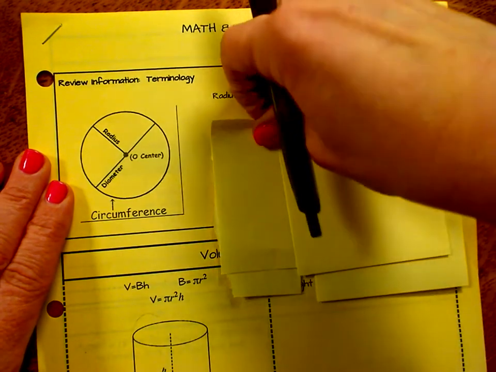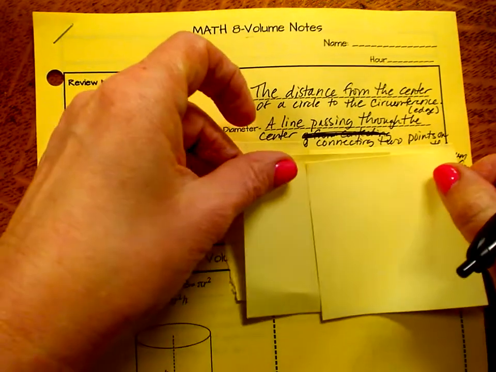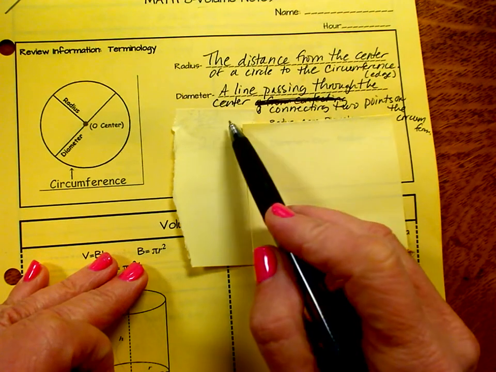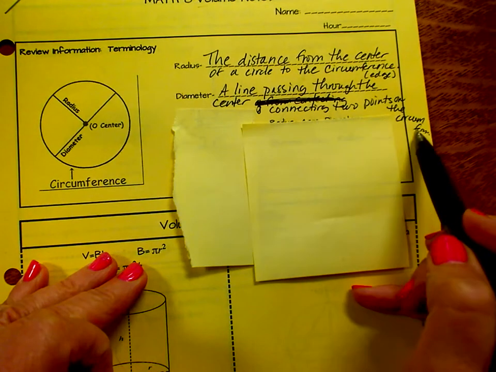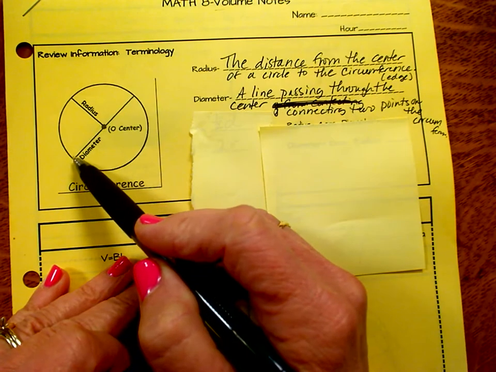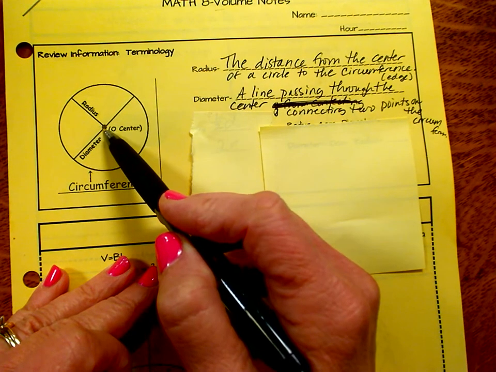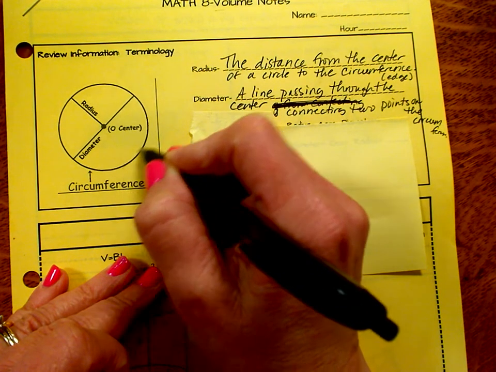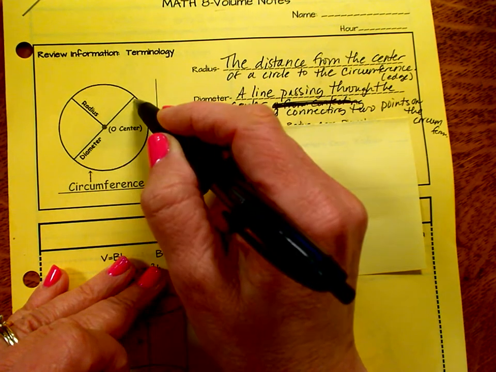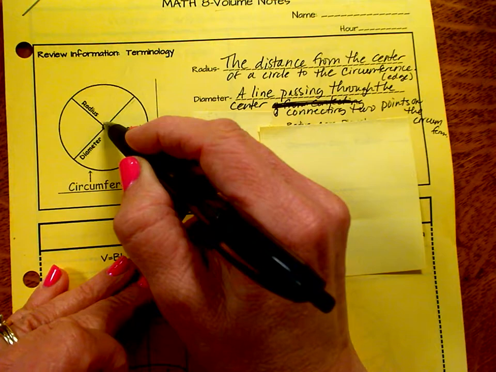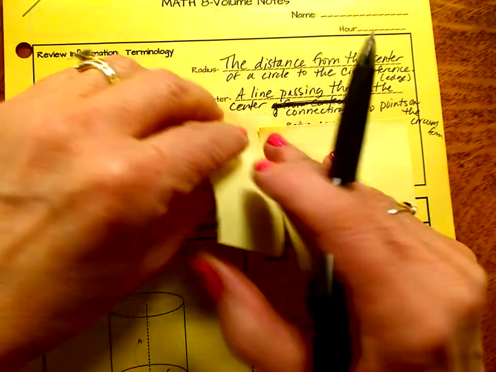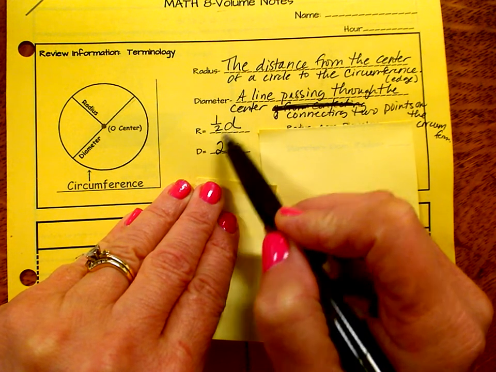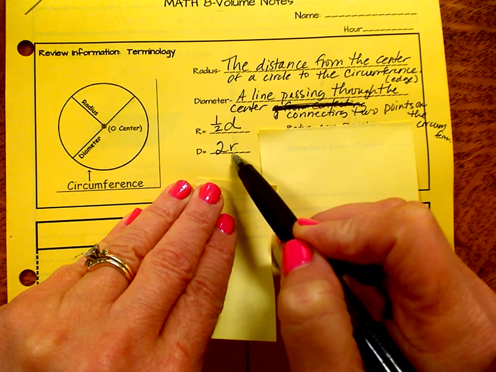Now the diameter, we got to remember about the diameter. The diameter goes all the way across, a line passing through the center, connecting 2 points on the circumference. So what it's doing, it's connecting this point, and it goes through the center. We have other lines that connect from edge to edge of the circumference but do not go through the center, and that's called something different. But your diameter goes all the way across. Your radius only goes halfway across. So something to remember is that your radius is half the diameter, and the diameter is twice the radius.